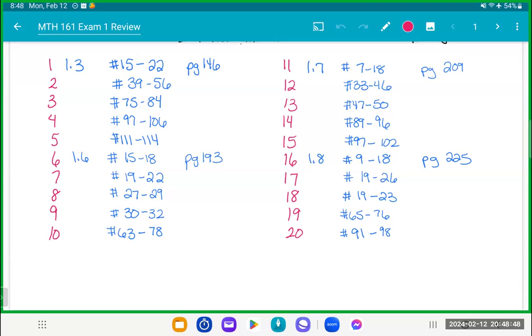What I will say is you could go in your textbook and find page 146. From page 146, these are the problems that you should focus on, out of section 1.3. Out of section 1.6, page 193, these are the problems that you should focus on. Over the course of the next 45 minutes or so, I am going to work one example from each one of these 20 problems to help you have a little bit more to practice and study. Any questions so far?